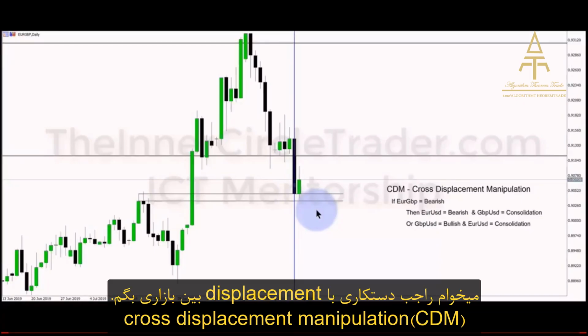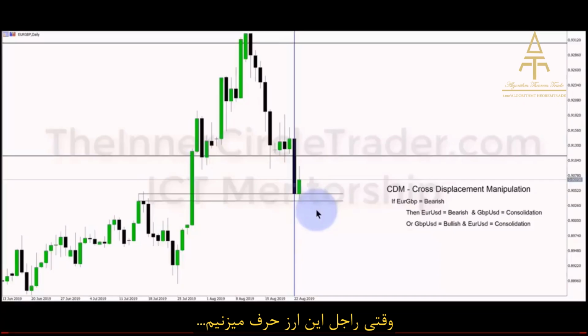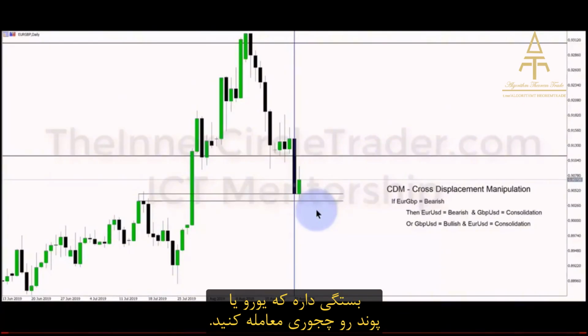Now I want to talk a little bit about cross displacement manipulation. Now when we refer to this pair, it's going to be very germane to how you trade the euro dollar or the British pound versus the dollar, okay, or fiber and cable.